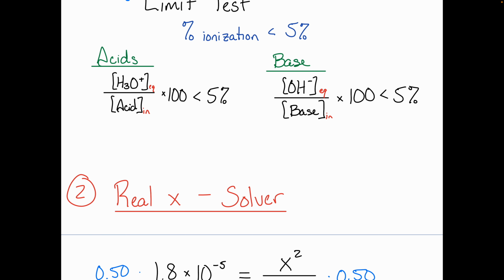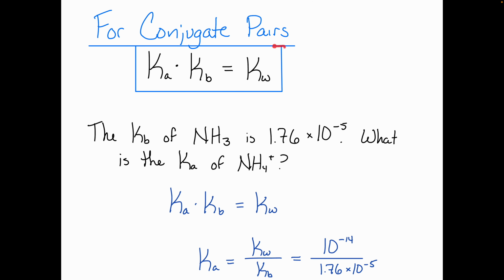Cool. And then lastly, we look up those values of Kas and Kbs on that table, but specifically for conjugate pairs, we can also use this equation here, where if we know one of them, we can find out what the other one is, because their product always equals that same magic number, Kw.